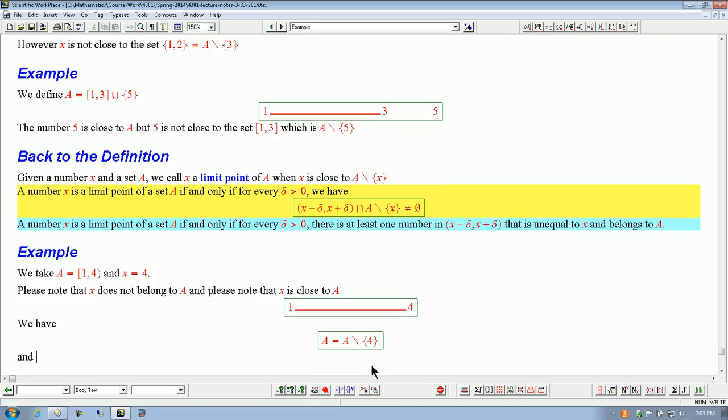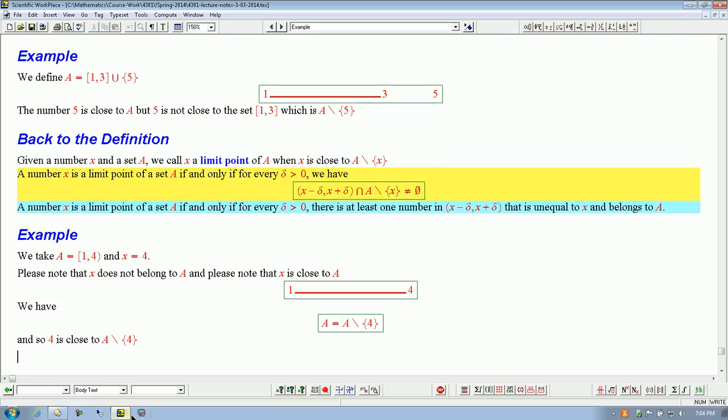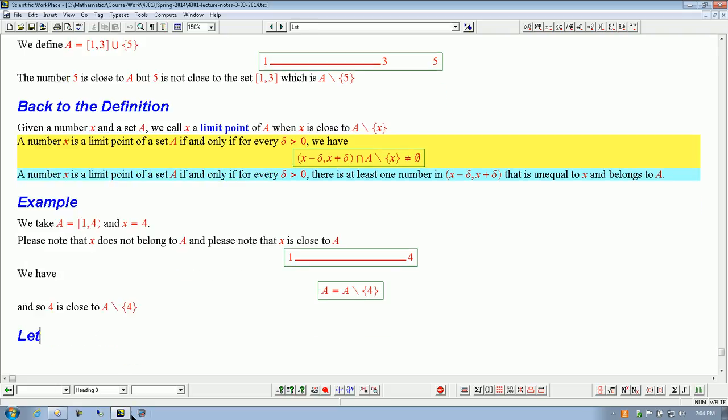And so, I want to tell you that the number 4 is close to A slash singleton 4, because that's just the same statement that I said before, that the number 4 is close to A. You understand? Because this set is exactly A, right? Let's do better.